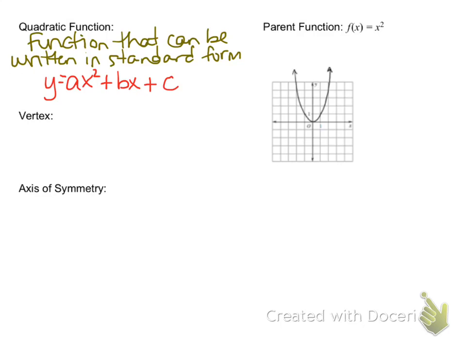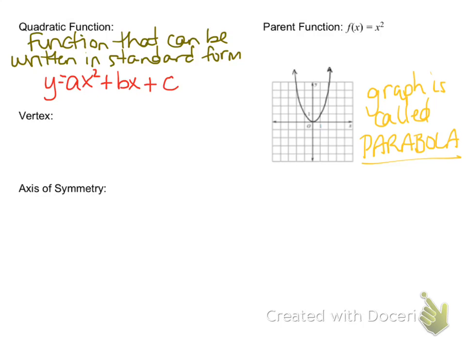Well, it's a function that can be written in the standard form of y equals ax squared plus bx plus c. So basically up until now we've just dealt with linear functions which have had no exponents. And now we're going to deal with the highest exponent of 2. And so if the highest exponent is 2, it is a quadratic function. And the graph of any quadratic function is called a parabola.